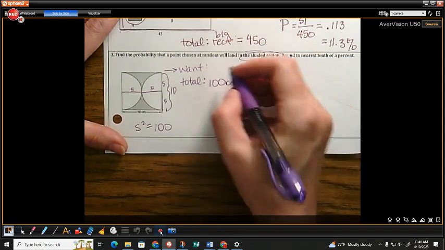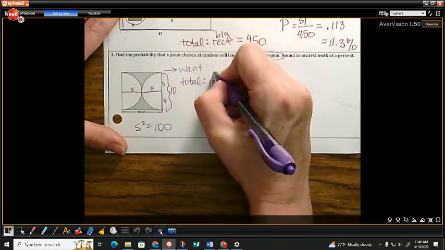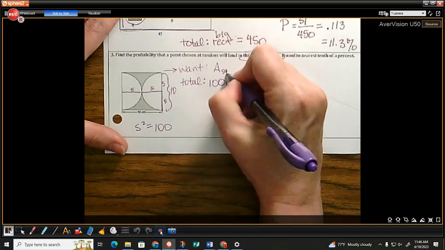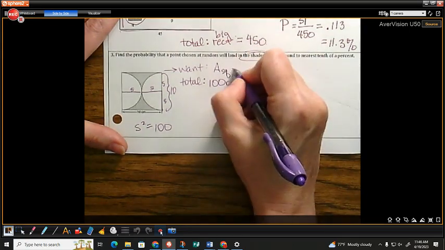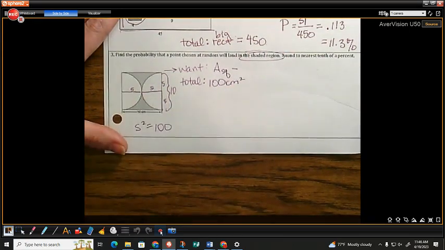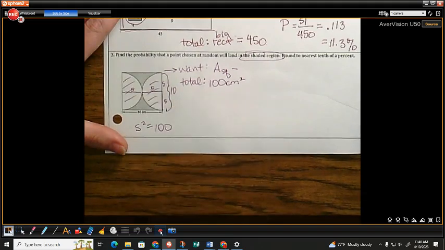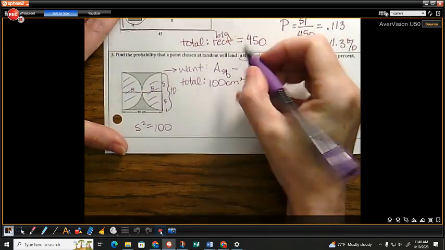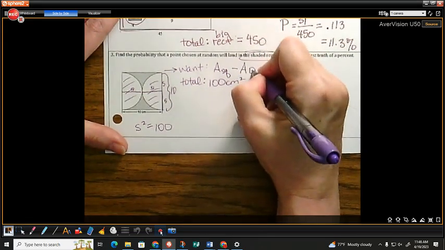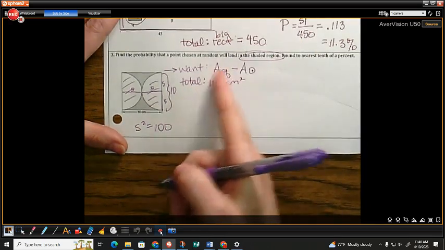Okay, so it's going to be the area of the big square minus the unshaded part. Well, what do I have here? Two half circles, which together make one whole circle. So the area of a circle. Well, do you know how to do those two things?